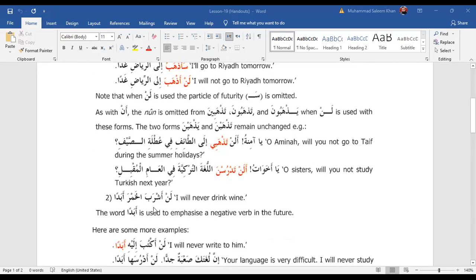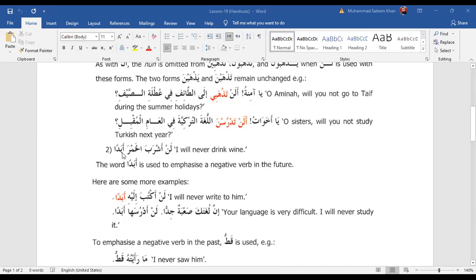Now we will learn about the use of abadan and the use of qattu. I'm sure we have used the word abadan a lot. For example, you say lan ashrab al khamra abadan, I will never drink wine. Abadan is used when you negate for the future. When you're negating something that you will not do in the future, we use the word abadan. I will never do it.